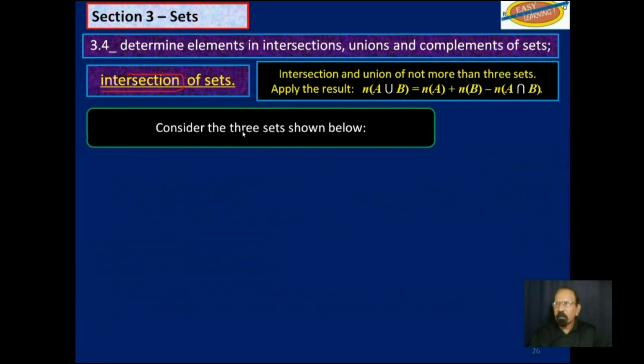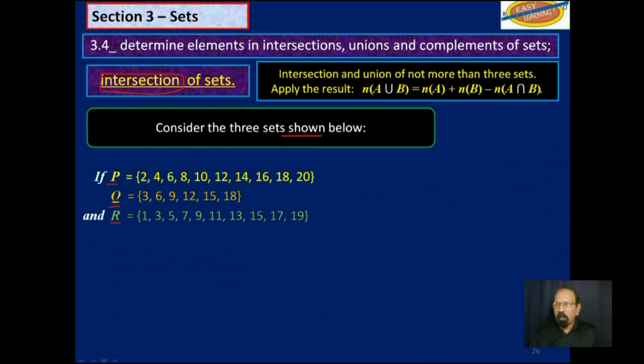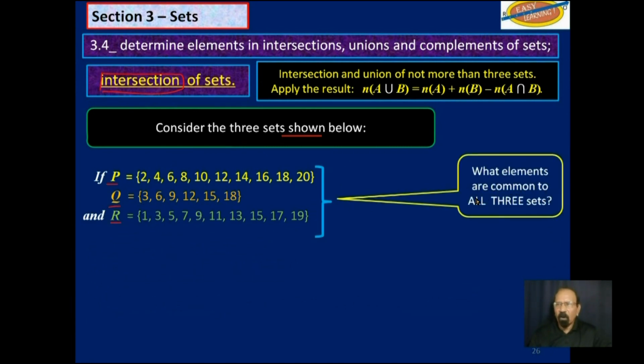Still on intersection of sets, let's consider these three sets here, P, Q, and R. Now, this may not be the same R that you saw just now in the last slide. Now, what elements are common to all three sets? Well, if you look carefully, there's a 2 up there, 2 nowhere else, 4 up there, 4 nowhere else, 6 up here, 6 up here, and 6 down here, but 6 nowhere else, 8 here, 8 nowhere else, 10 here, 10 nowhere else, 12 here, 12 here, 12 nowhere else, 14 here, 14 nowhere else, 16 here, 16 nowhere else, 18 here, 18 here, 18 is not down here, 20 here, 20 is missing there, and 20.